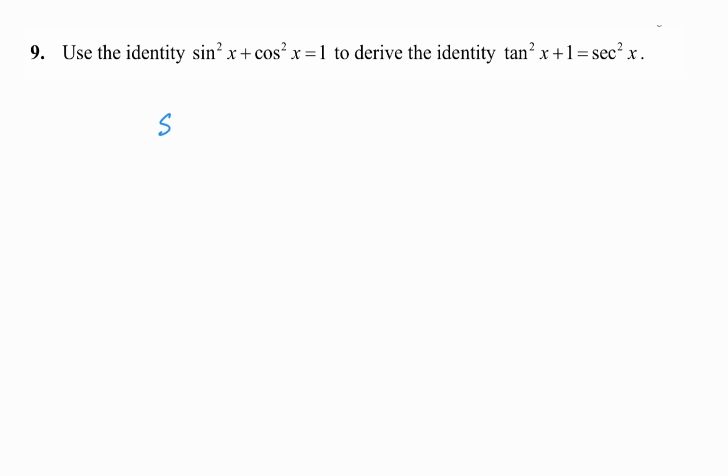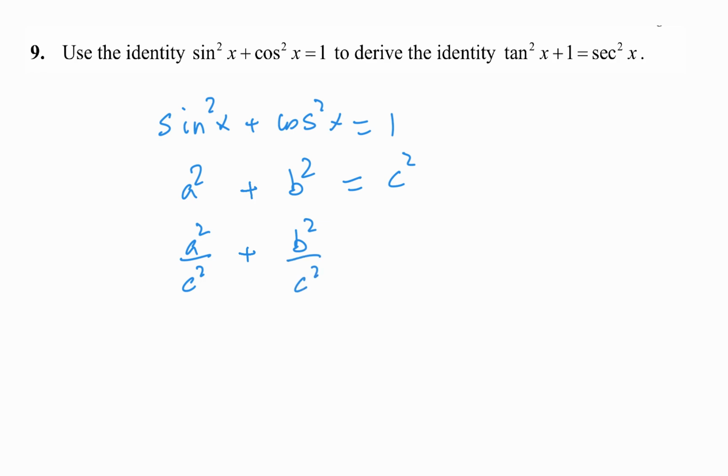First of all, this identity, sine squared of x plus cosine squared of x equals 1, comes from a squared plus b squared equals c squared. Because if you divide this equation by c squared, you will have a squared divided by c squared plus b squared divided by c squared equals c squared divided by c squared. So our triangle is here. It is a right triangle. All the trigonometric functions are defined on right triangles.